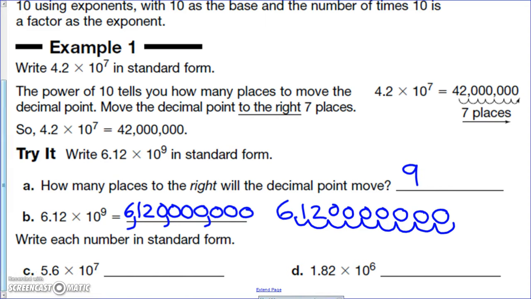For C, we have 5 and 6/10 times 10 to the 7th. So the decimal needs to move 7 places. It's going to go once past the 6 and then 6 more places. So we went 1 place past the 6, 6 more places, which we filled in with zeros. So we end up with 56 million.